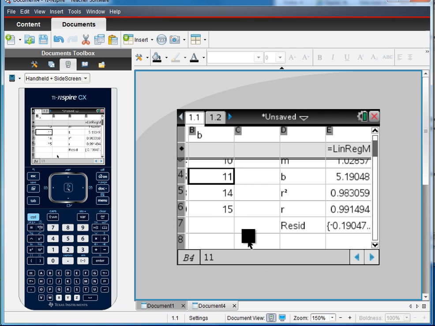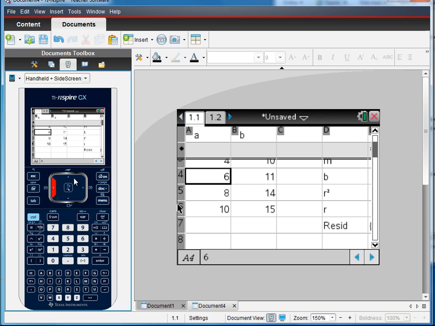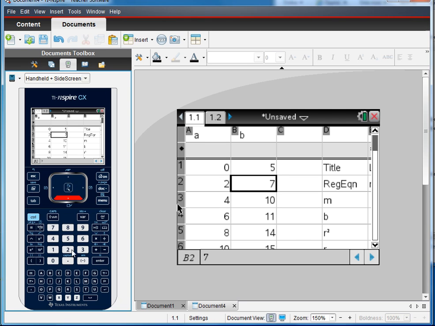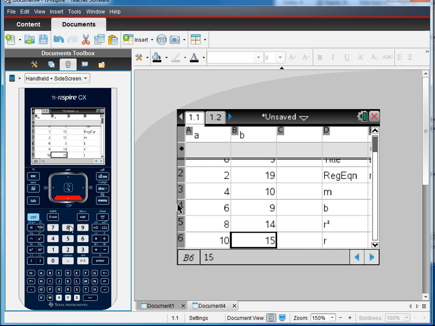Let's change a couple of these values. So we get a different, let's see, we're going to change this 6 to 19, 6 to 9, and 10 to 20.